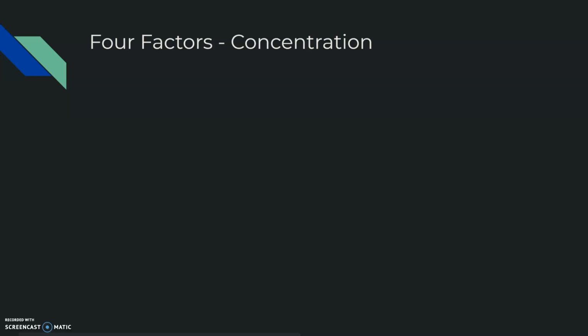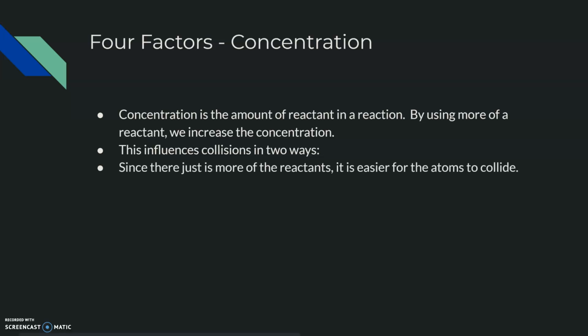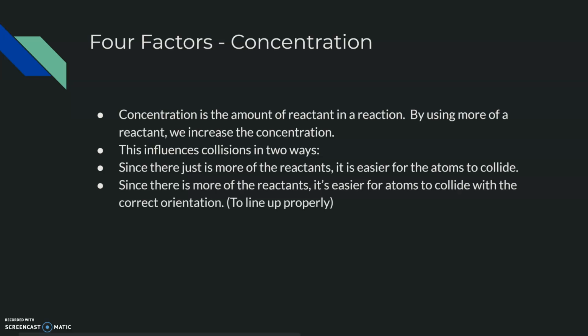Four factors. Concentration. Concentration is the amount of reactant in a reaction. By using more of a reactant, we increase the concentration. This influences collisions in 2 ways. Since there just is more of the reactants, it is easier for the atoms to collide. Since there are more reactants, it's easier for atoms to collide with the correct orientation, to line up properly.